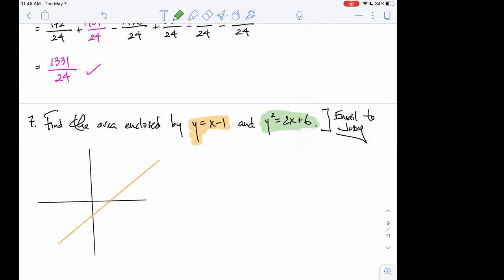Right-facing parabola. Sure, it is a right-facing parabola. And this one is actually shifted 3 units to the left, okay? So we end up with this kind of situation.